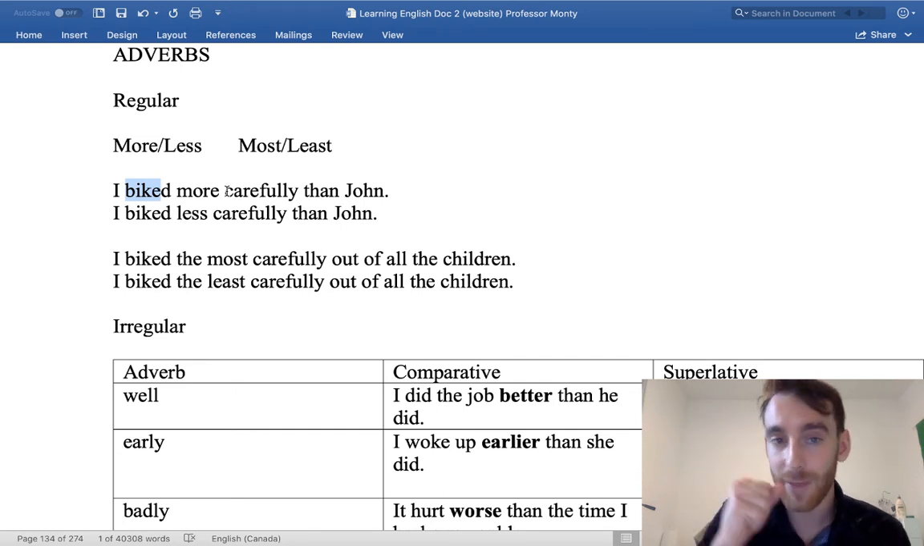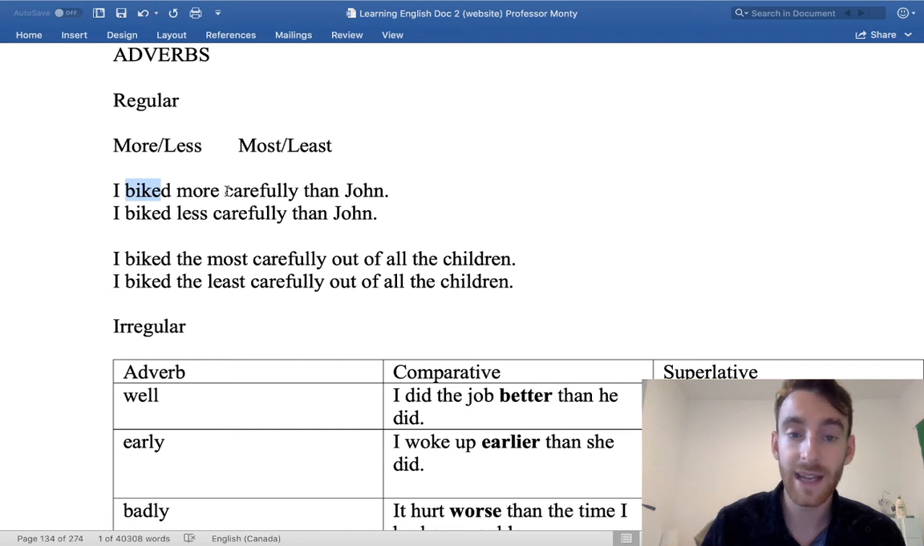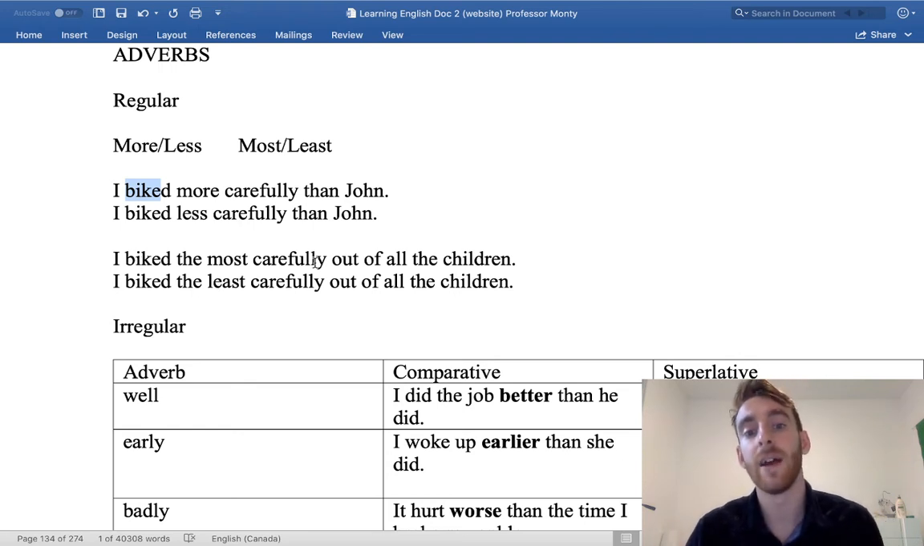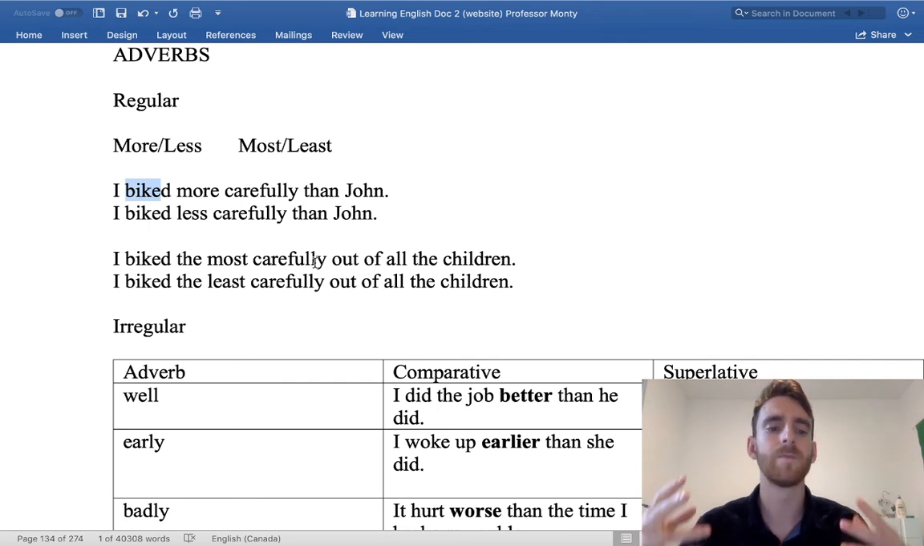And if I want to compare the way maybe John and I biked, then you're going to want to use more and less for all regular adverbs, and most and least for the superlative. So I biked the most carefully out of all the children, that's for a whole group of people.